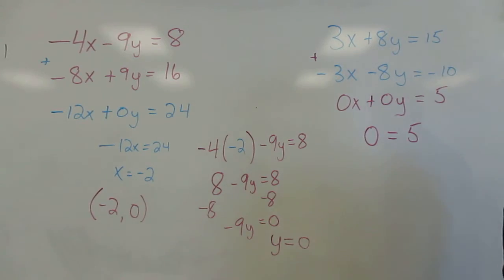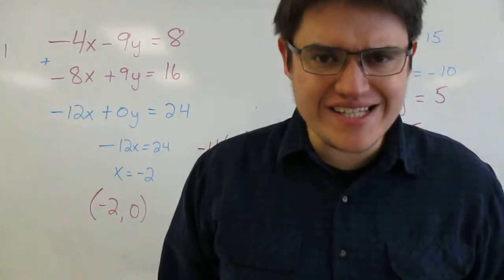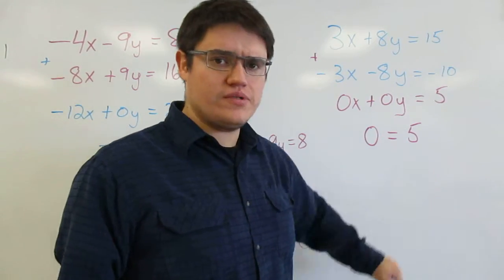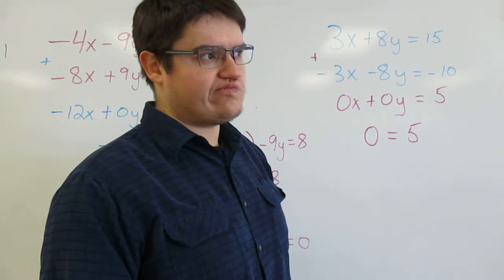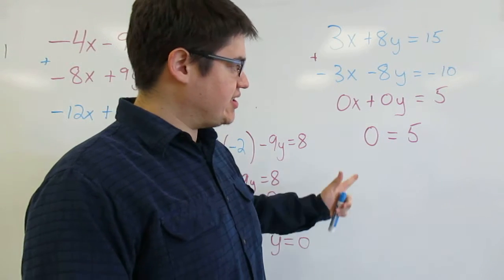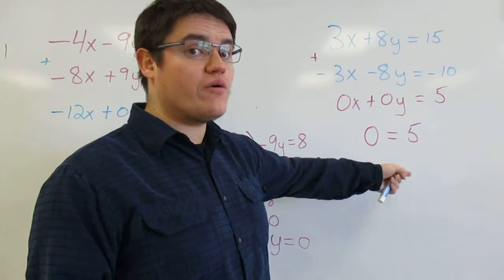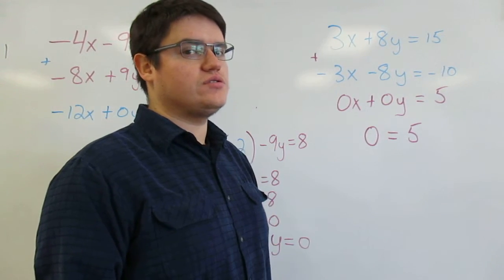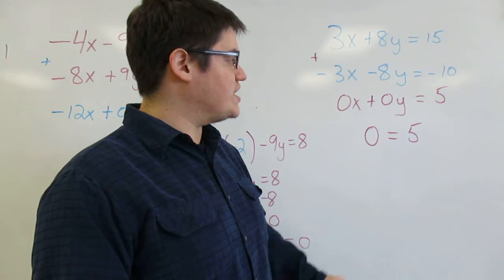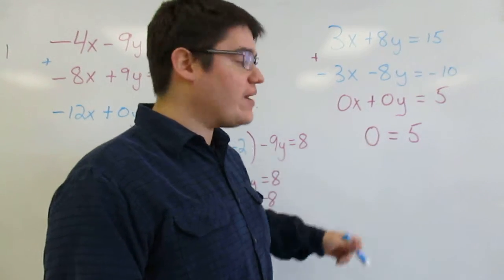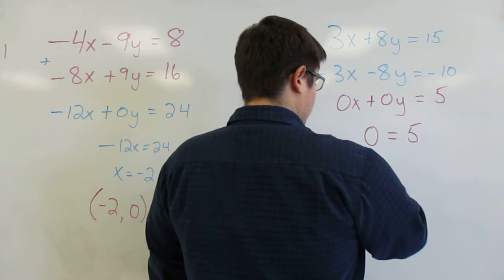0 equals 5. Now, Mr. Pons, what does this mean? Well, think to yourself, does 0 equal 5? No. This is not true. So that means our answer is no solution.